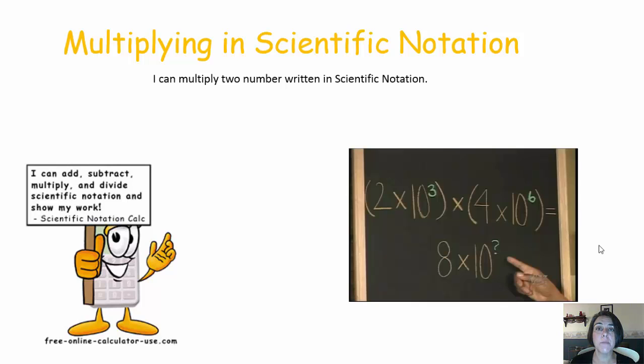Tonight's lesson is on multiplying in scientific notation. I'm hopeful by the end of this lesson you're going to be very comfortable multiplying two numbers when they're written in scientific notation. We're going to look at examples such as this tonight. We're going to be given a number in scientific notation such as 2 times 10 to the third, another number written in scientific notation, 4 times 10 to the sixth. We're going to go ahead and multiply those, and then we're going to figure out what our answer is going to look like. So those are the type of examples we're going to handle tonight.